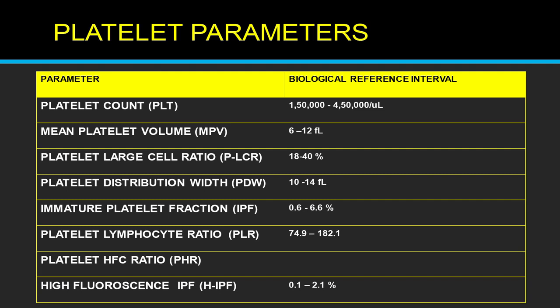Then we have some interesting markers, some of which ma'am has already covered in her presentation, like PLR and its utility. And then we have something called platelet HFC ratio, which is similar to PLR, but these markers also have additional prognostic significance in dengue, as we'll discuss later. And last but not the least, we have the high fluorescence IPF. Within the IPF we have a high fluorescence region called high fluorescence IPF, and I will discuss this a little later because there is related material I need to talk about.